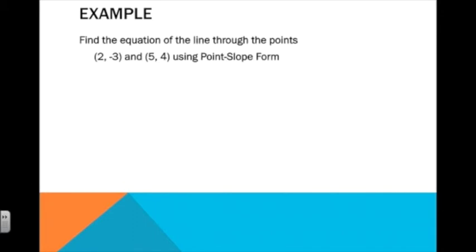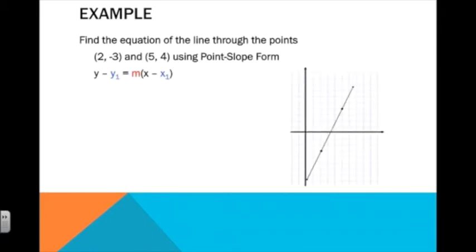Our next example, we're going to find the equation of the line through the points (2, negative 3) and (5, 4), but this time we're going to use point-slope form. Now as we saw, our point-slope form is y minus y sub 1 equals m times the quantity x minus x sub 1. And you might wonder why I put the x sub 1, y sub 1 in blue. The reason for that is because those are what are eventually going to give us that y-intercept that we saw earlier. So I'm using the same color coding scheme to help us keep things straight.